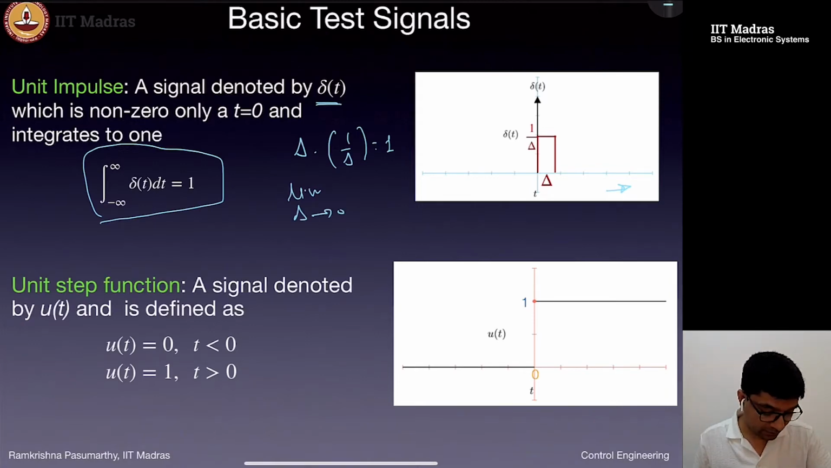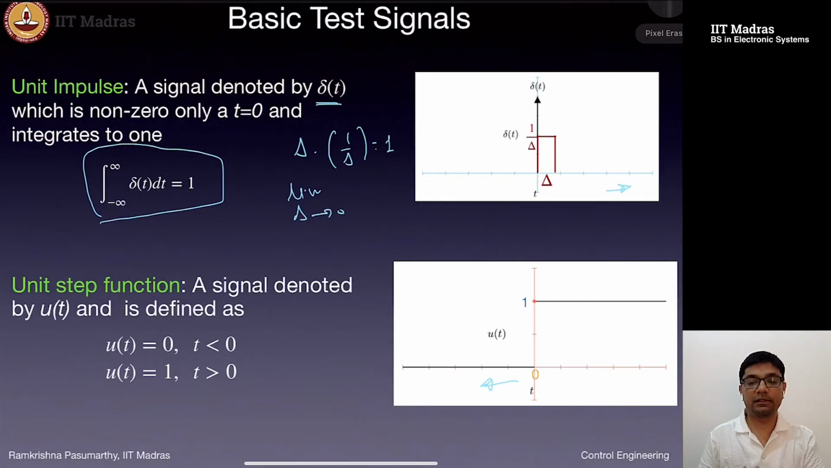Similarly, a unit step is a signal that is denoted by u of t and is defined as follows: for t less than 0, it just takes 0 value. For t greater than 0, it has a value of 1. Just like I switch on a fan. Until just before I switch on, the voltage is 0. Just immediately after I switch on, the voltage goes to 230 volts, and the system responds in its own way to the 230 volts. Like a bulb glows immediately, a fan takes some time to achieve its full speed, and so on.